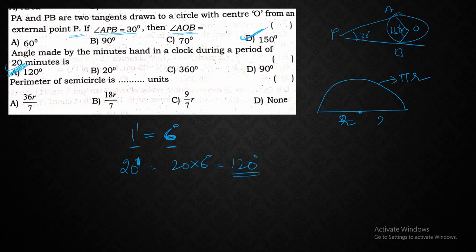So this is r and this is r. If I want the perimeter, perimeter means the sum of all these parts only, no? So pi r plus 2r. Pi r means 22 by 7 r plus 2r. If I take the LCM, 22r plus 7 into 2 is 14r, divided by 7. So 22 plus 14 is 36r by 7. So the answer is 36r by 7.